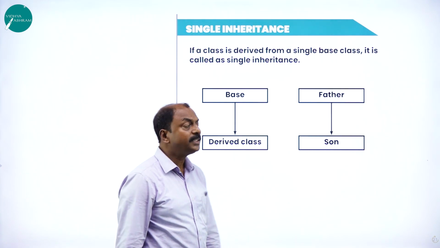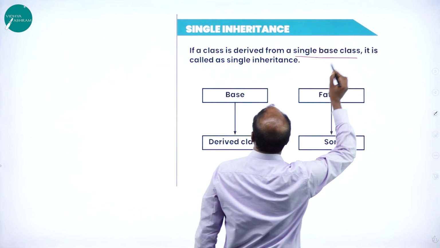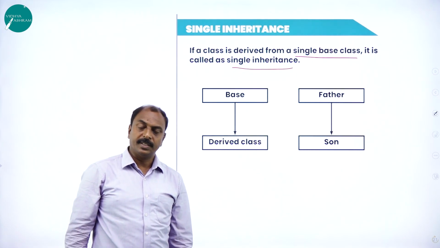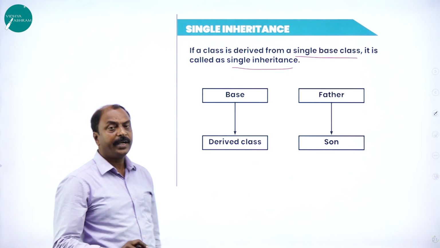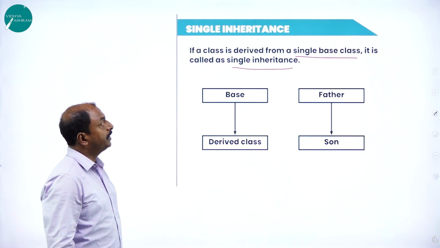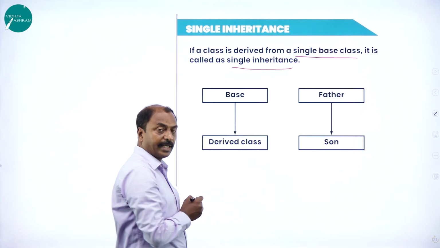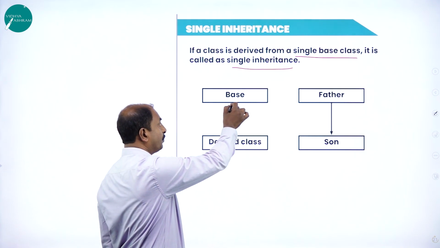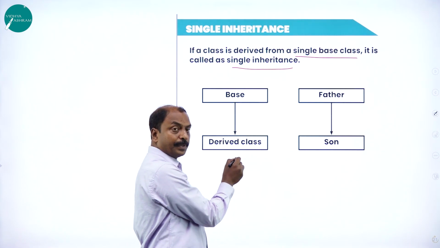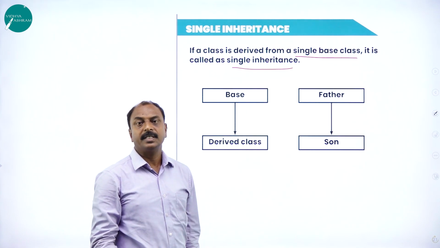So what is the definition of this? If a class is derived from a single base class, it is called as single inheritance. So what is single inheritance? A derived class, it is derived from only one base class. That is the meaning of single inheritance. Now look at the example here. Suppose this is a base class and this is a derived class. So this derived class acquires the properties from this base class, and that too, only from one base class. It is called as single inheritance.